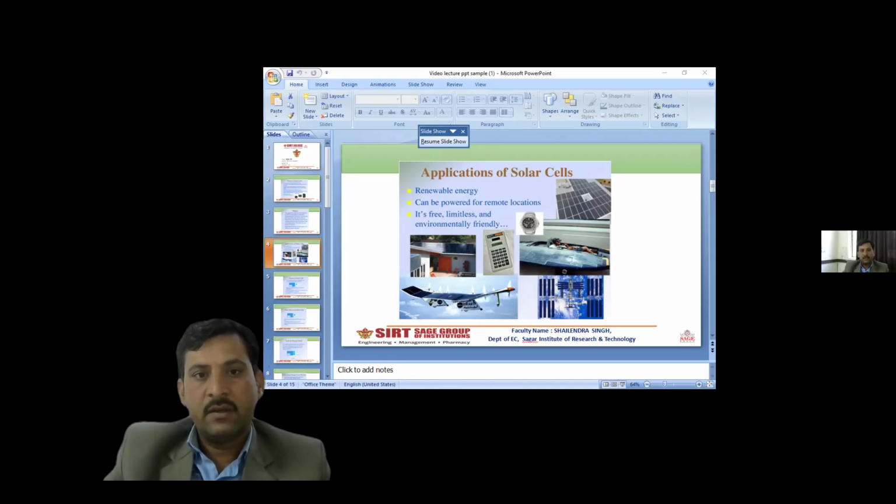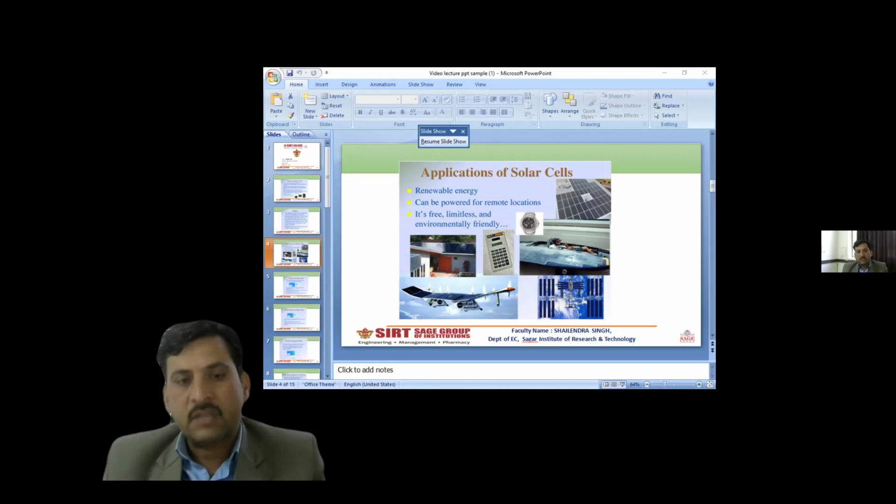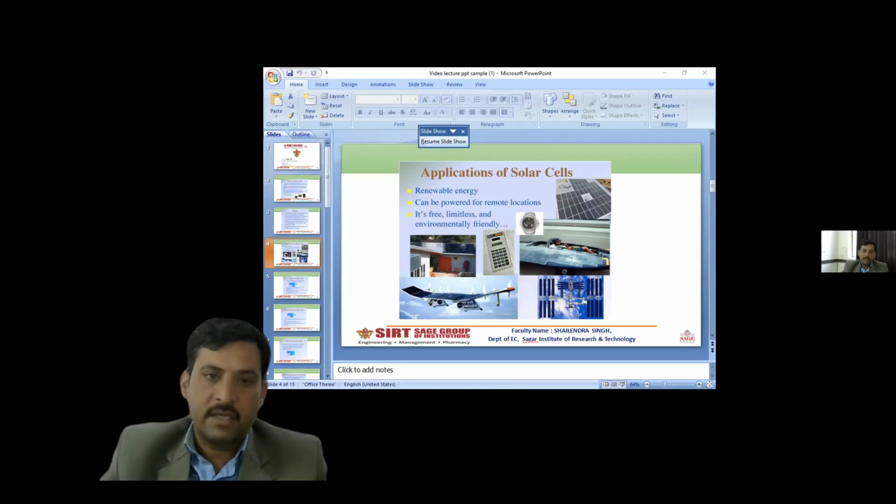Encapsulant, contact grid, anti-reflective coating, n-type silicon, p-type silicon, back contact. These are the basic parts of a solar cell.